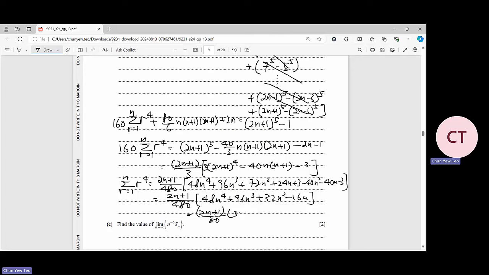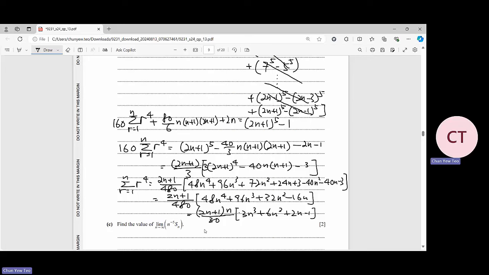Also factorize the n out. So this one is kind of time consuming. So this one you get 16n cubed. No, 3n cubed. Factorize the 16n plus 6n squared plus 2n minus 1.